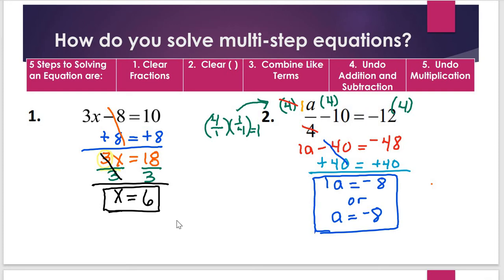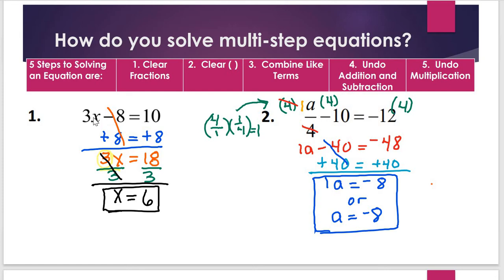Now, as you look at this first problem right here, you have 3x minus 8 equals 10. The first thing you're going to do is check across here. Do we have any fractions? Do we need to clear parentheses, combine like terms, undo addition, subtraction, or undo multiplication? You always work these equations from left to right.